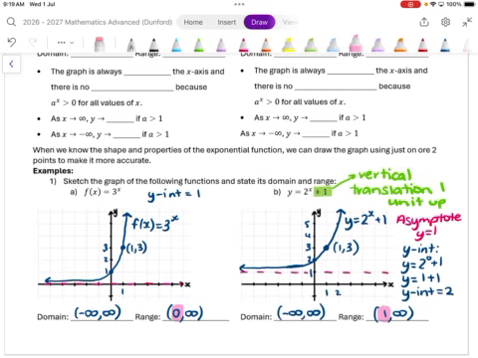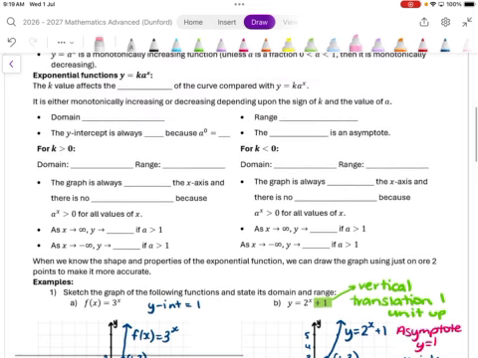Now that we've looked at what the general shape of an exponential graph looks like, we're going to scroll back up to an exponential function, y equals k a to the power of x. So what we have is our k value. It affects the height of the curve. Hopefully you have enough space to write the word height in there. I'll just tidy that up. What that k does is affect the height, so it's either monotonically increasing or decreasing depending on the sign of k and the value of a.